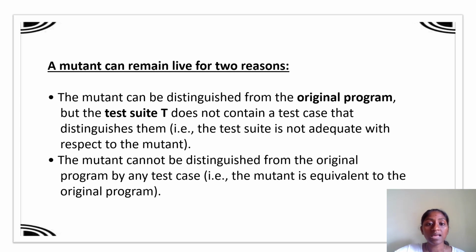A mutant can remain live for two reasons. The first reason is that the mutant can be distinguished from the original program, but the test suite T does not contain a test case that distinguishes them. That is, the test suite is not adequate with respect to the mutant. The second reason is that the mutant cannot be distinguished from the original program by any test case. That is, the mutant is equivalent to the original program.